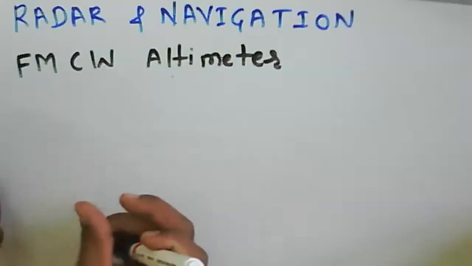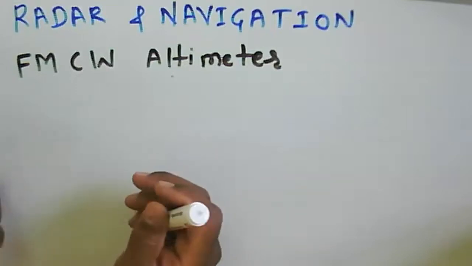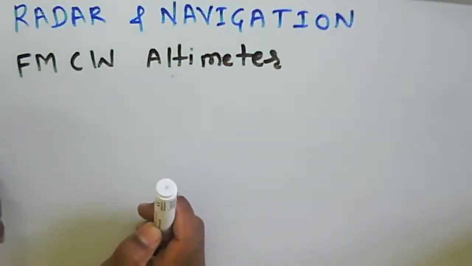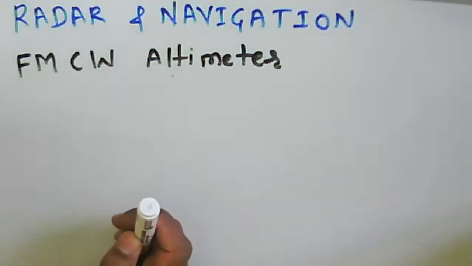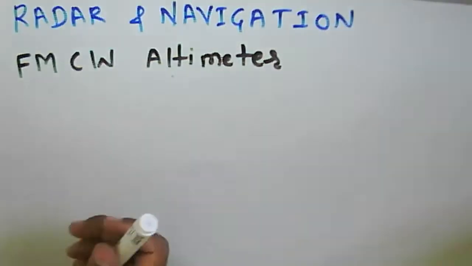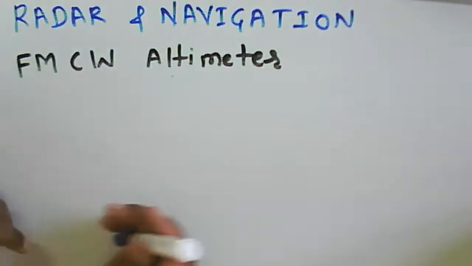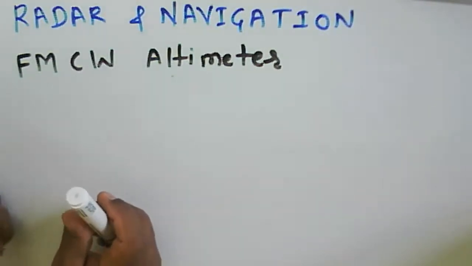Now a CW radar is mostly used to identify the velocity. But now we consider the FMCW radar for measurement of the range as well as the velocity of the object.